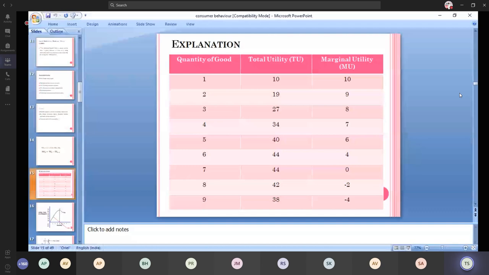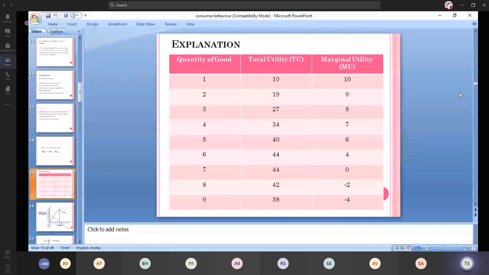So after reaching the maximum point of total utility, the marginal utility reaches 0, and if the consumption continues, total utility starts to decline and the marginal utility goes negative. Is this clear, guys? Yes, ma'am. Okay, take your notebook and draw the graph.